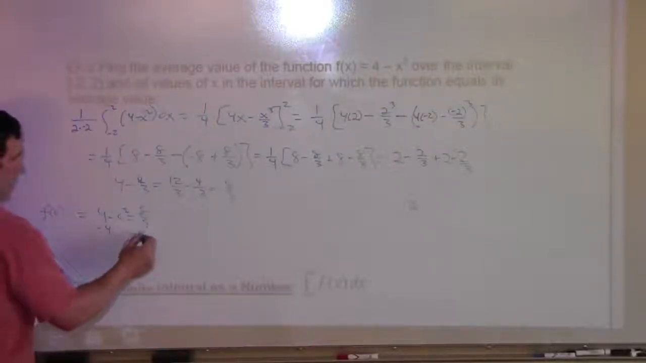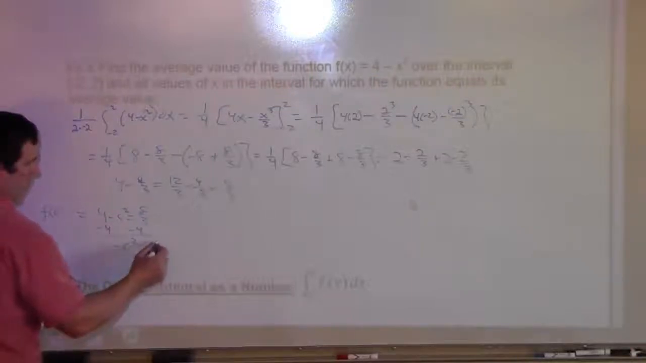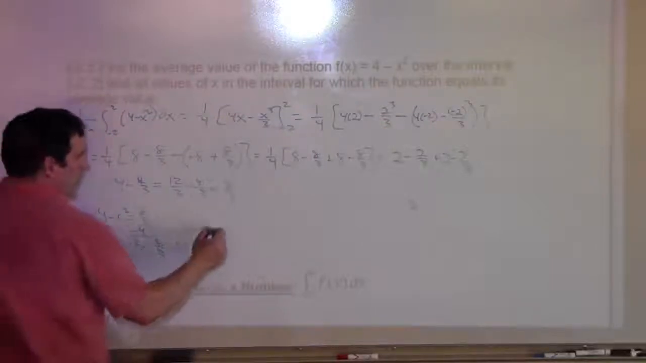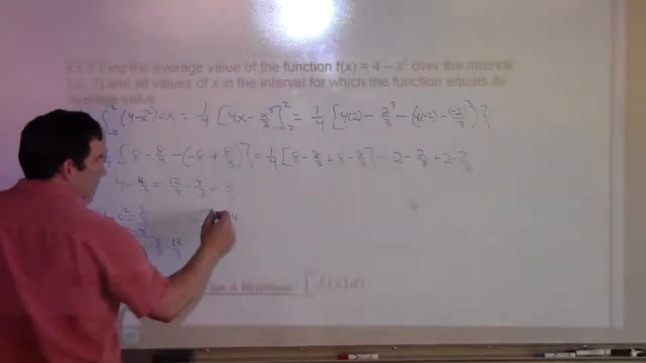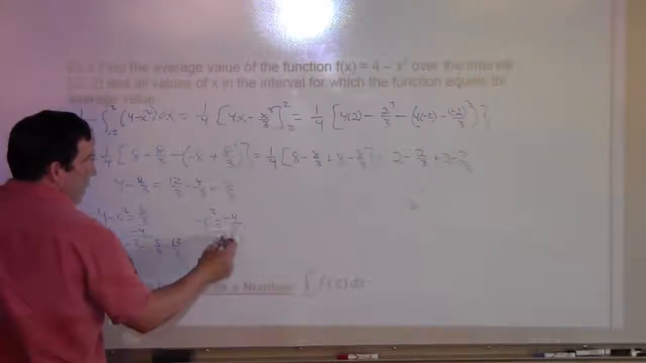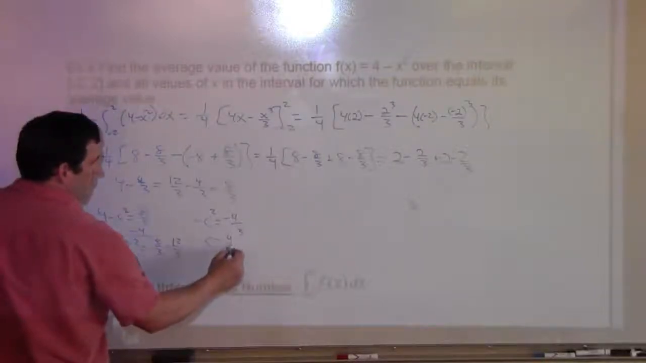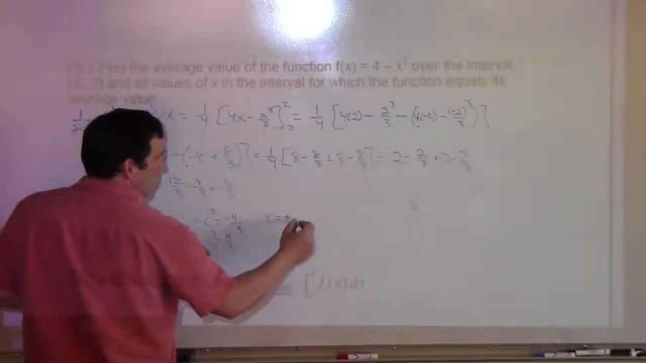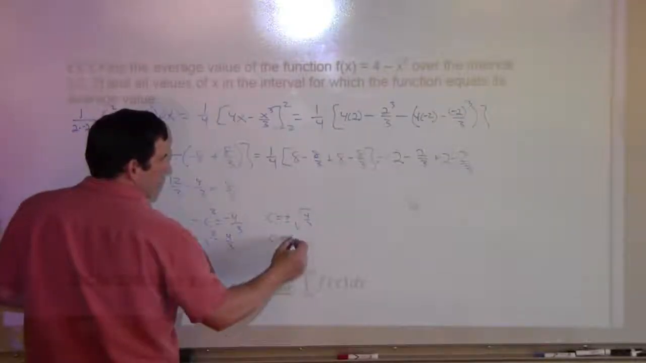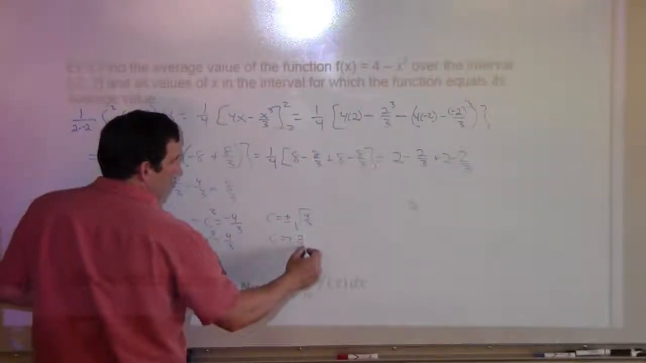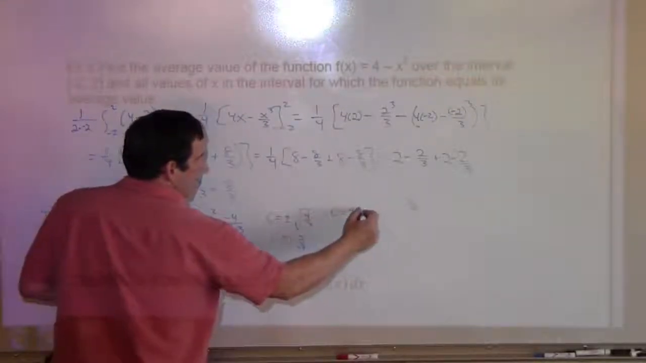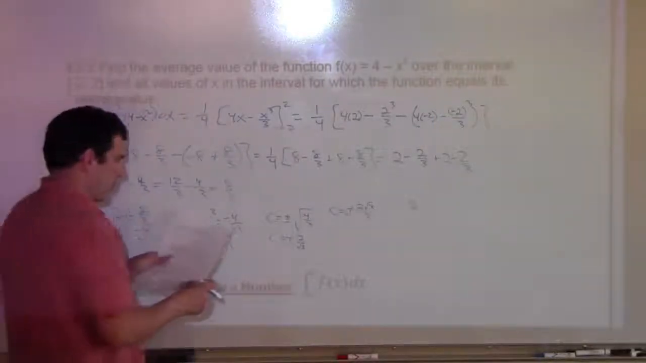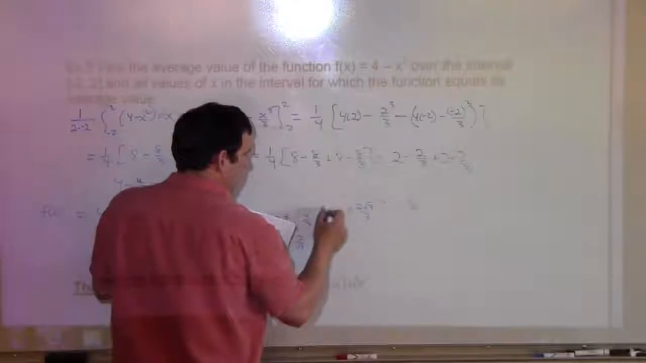If I subtract 4 from both sides, negative c squared equals 8/3 minus 4, which is 12/3. So negative c squared equals negative 4/3. So c squared equals 4/3. So c would be equal to plus or minus the square root of 4/3. That means c is plus or minus 2 over the square root of 3, or c is plus or minus 2 times the square root of 3 over 3. Okay, and that'd be our exact value.